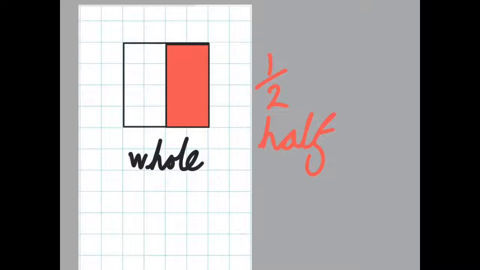Here I've got a whole square. I've now made half of my square red. Half as a fraction is written as 1 over 2, with the numerator as 1 and the denominator as 2. This means that the square is split into two parts, and one part is shaded. Two halves make a whole.